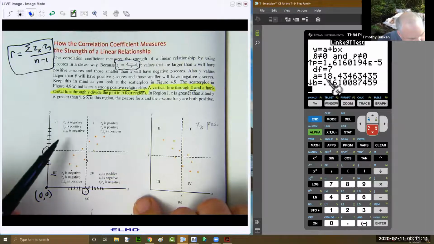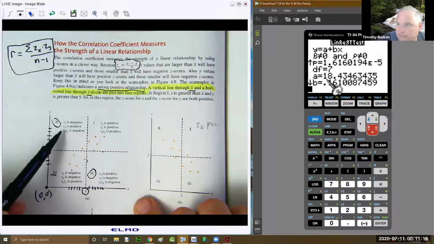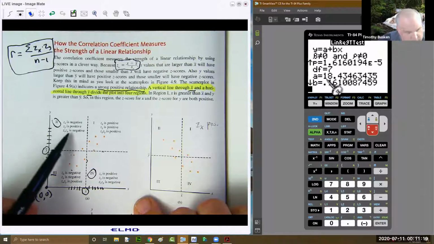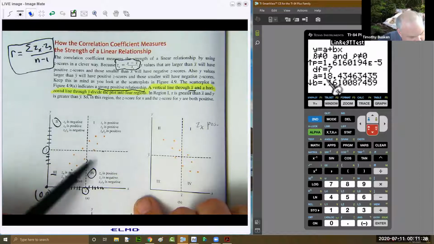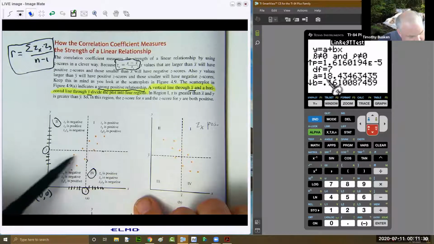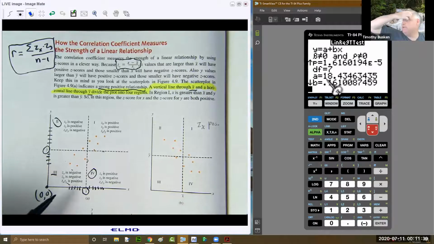And if you take a look at the other two quadrants, you're going to find out that ZX is negative and ZY is positive, and so when you multiply those, you're going to get a negative value for that product. The same thing can be said for points in region 4. Since there's not going to be a lot of points in region 4 for the case where we have a strong positive linear relationship, then these products ZX and ZY are going to be a relatively large positive number.